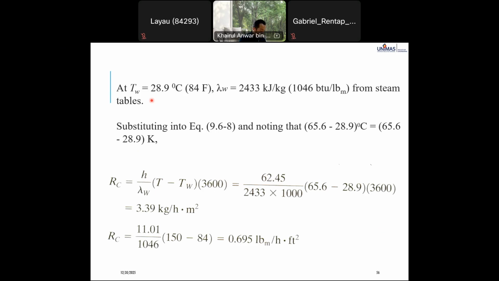You need to do the interpolation to get 2433. Yeah?